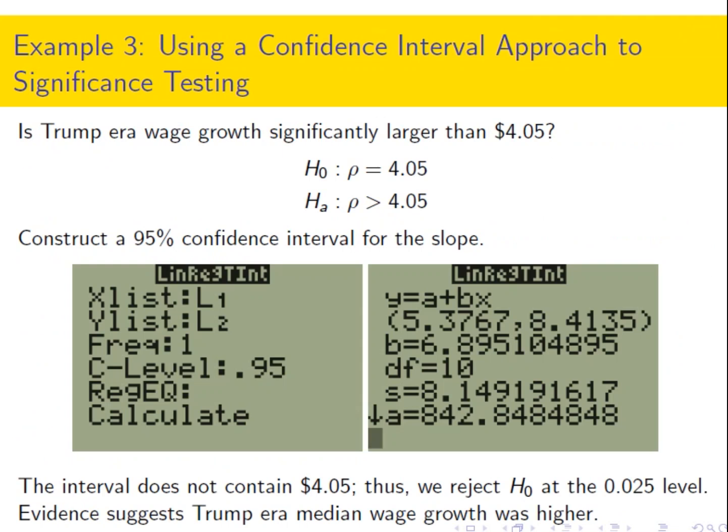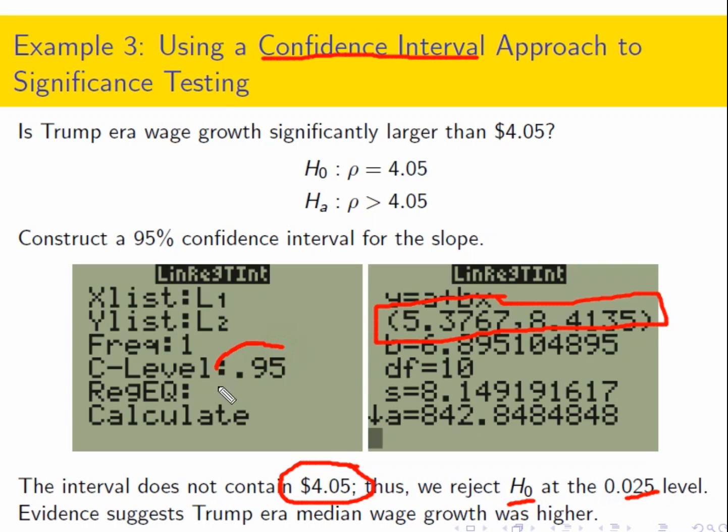And this is why I brought this example up, because we can use a confidence interval instead of a LinReg t-test to get an estimate of what this slope actually is. So this option is right below your LinReg t-test, and it spits out a confidence interval estimate for the slope, which is about $5.38 on the low end up to $8.41. The key thing is that the interval does not contain this 4.05, so we can reject the null at the 0.025 level.